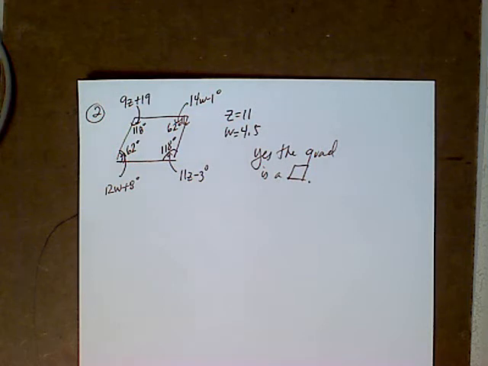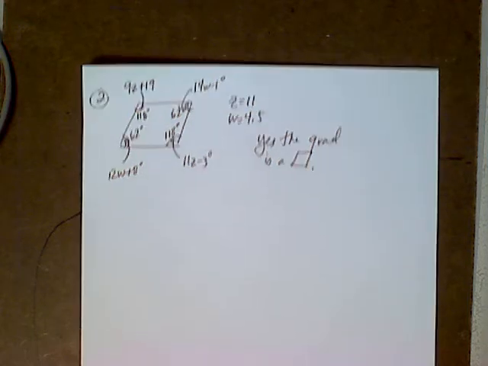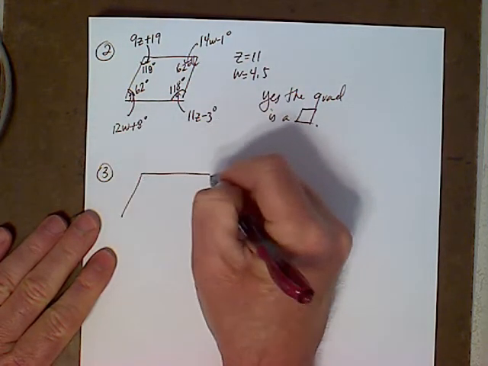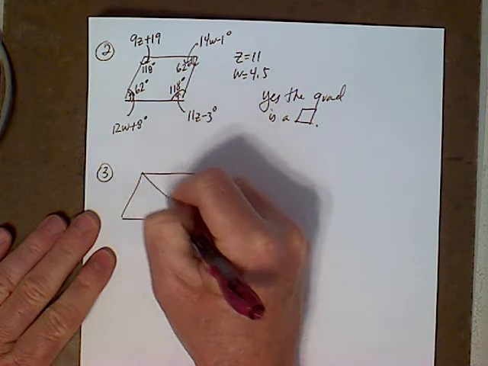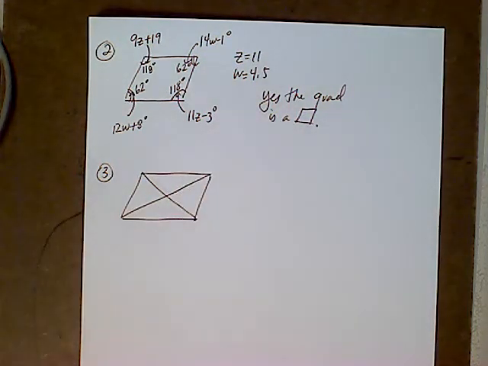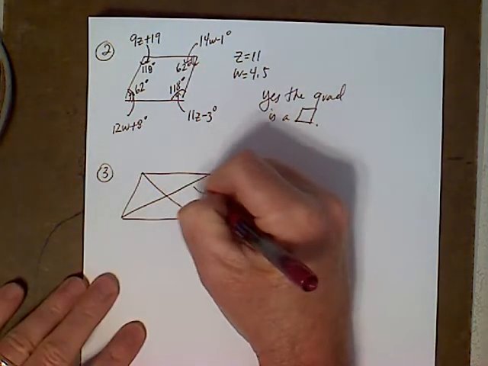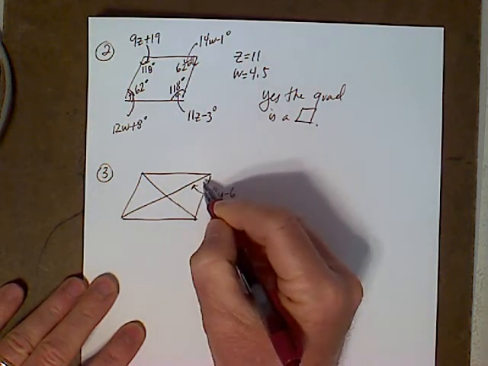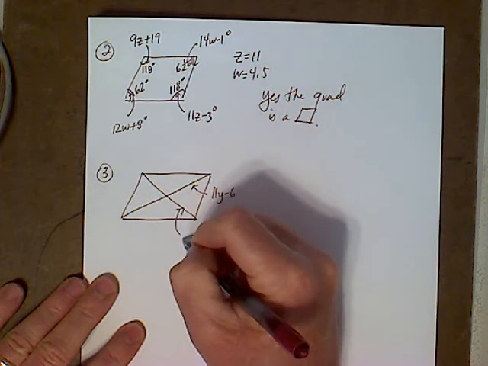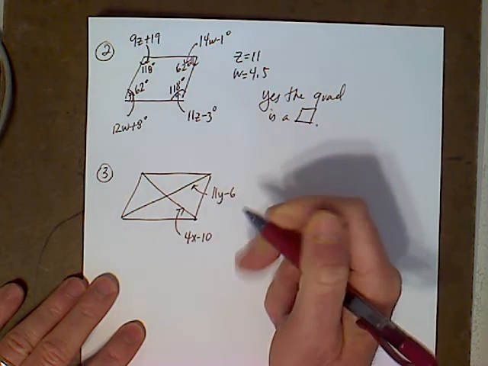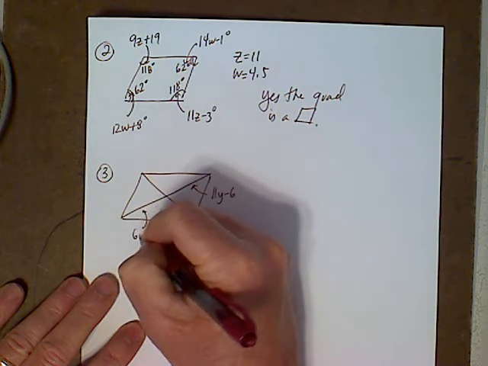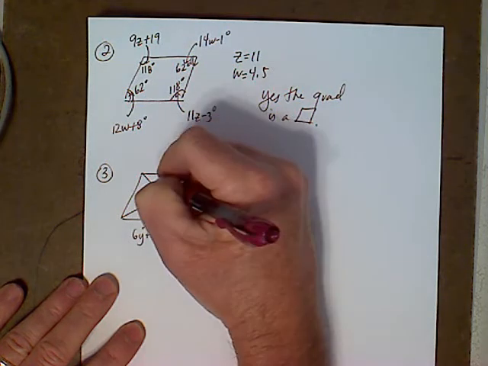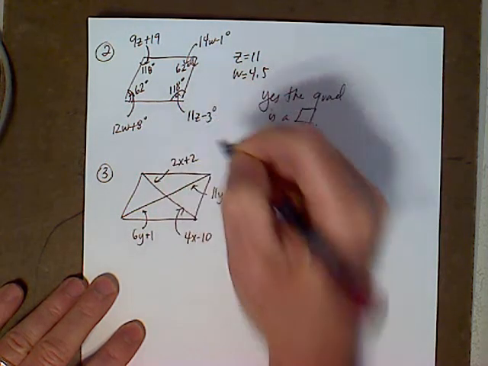Let's see. Last example here. Question number 3. We'll draw again what looks to be a parallelogram. Got your diagonals drawn in. This side here is 11y minus 6. Actually, that part of the diagonal. This part of the diagonal here is 4x minus 10. Here we have 6y minus 1. No, plus 1, sorry. And this here is 2x plus 2.